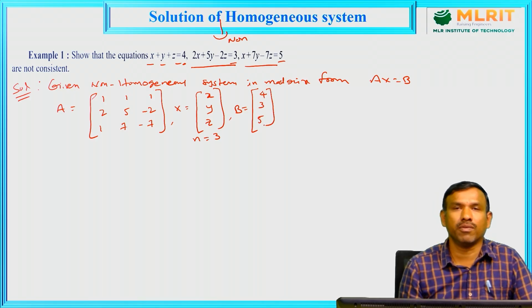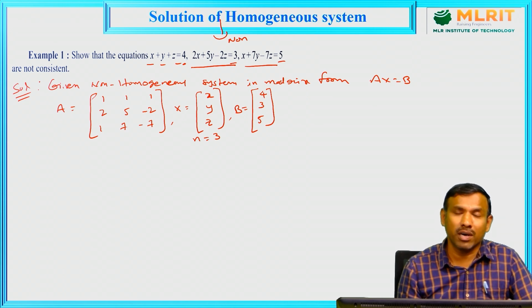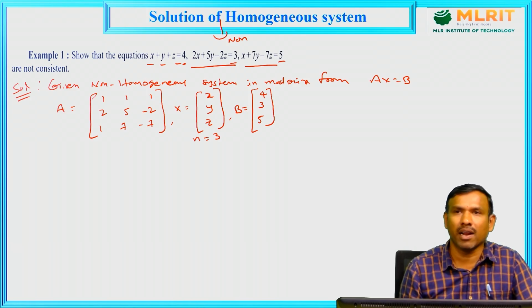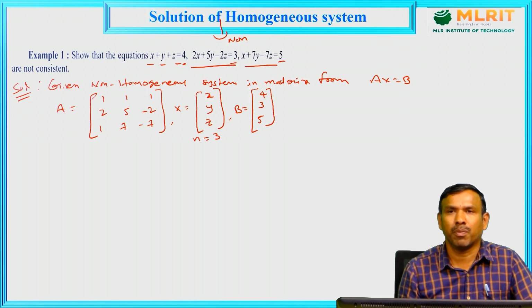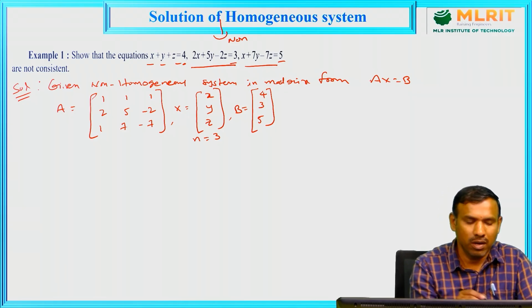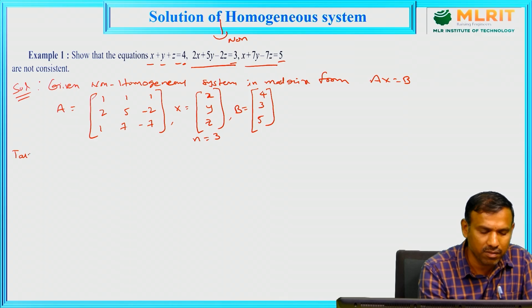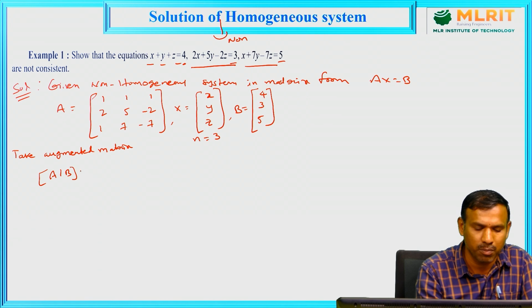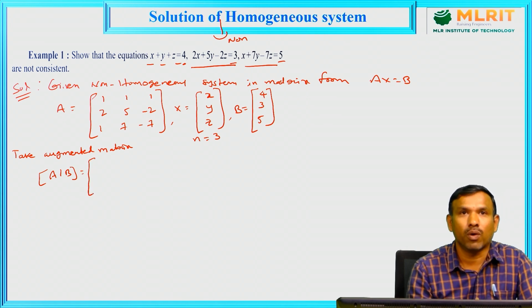Now, first of all, we have to find what type of solution exists: no solution, unique solution, or infinite number of solutions. That is found using the rank of A and the rank of the augmented matrix. In the previous videos, we have clearly discussed how to find the rank of a matrix. So here we take the augmented matrix, because the solution will be decided by the augmented matrix. What is the augmented matrix? A and B together we call the augmented matrix.